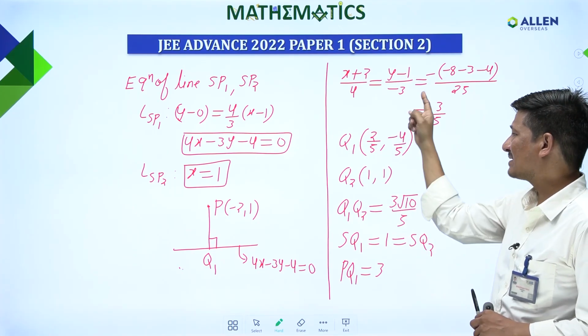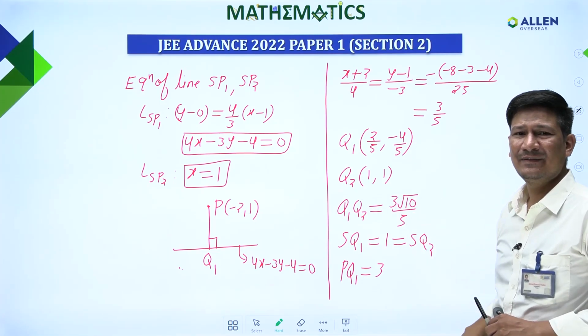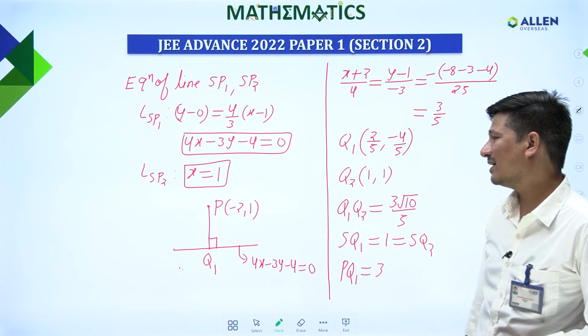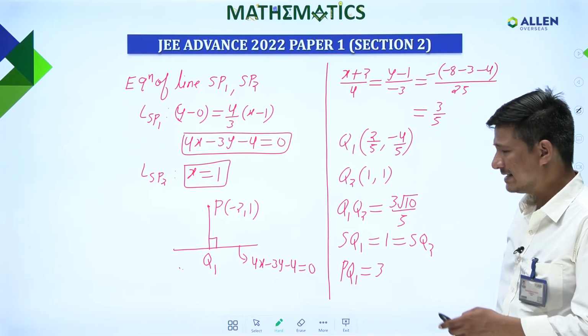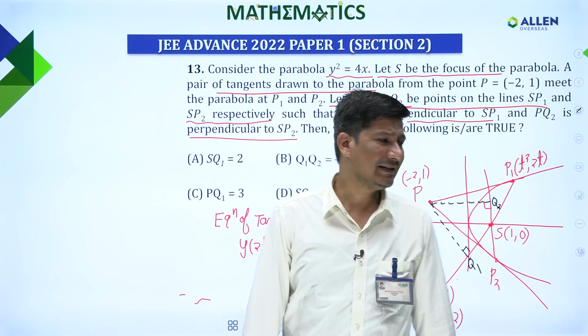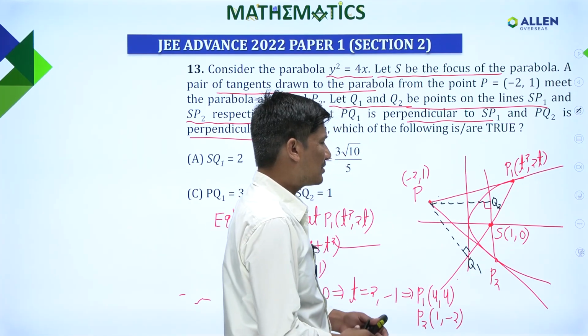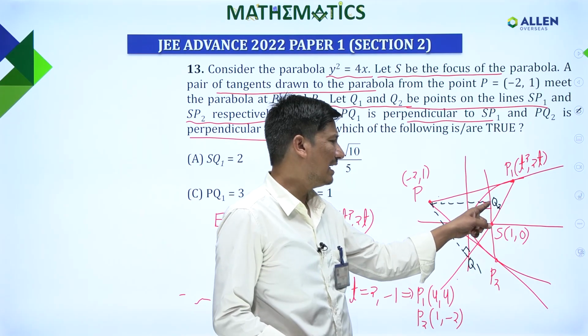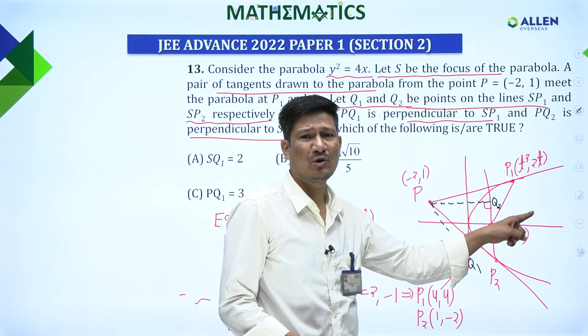And from here x comes out to be 2 by 5 and y comes out to be minus 4 by 5. Similarly, when you calculate the foot of the perpendicular from point P on the second line SP2, that comes out to be (1, 1). Easily you can observe that line is perpendicular to the x-axis, x is equal to 1. So on that line, the x coordinate will be 1 and the y coordinate will be the y coordinate of the point P. So point Q2 comes out to be (1, 1).